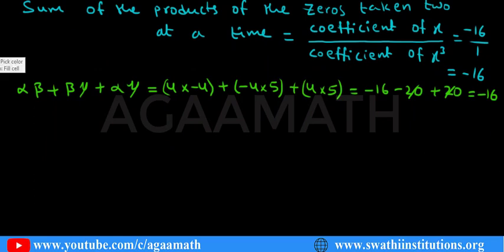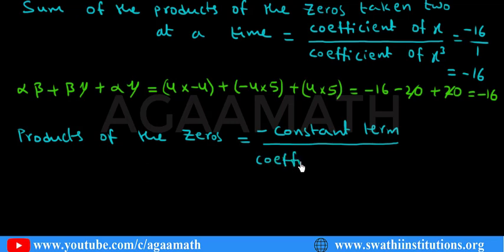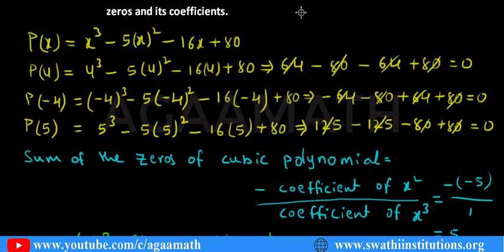And the one more we have, that is product of the zeros, right? Product of the zeros of cubic polynomial is nothing but minus constant term by coefficient of x cube. It means minus constant term in the given polynomial. If you observe here, the constant term is what?